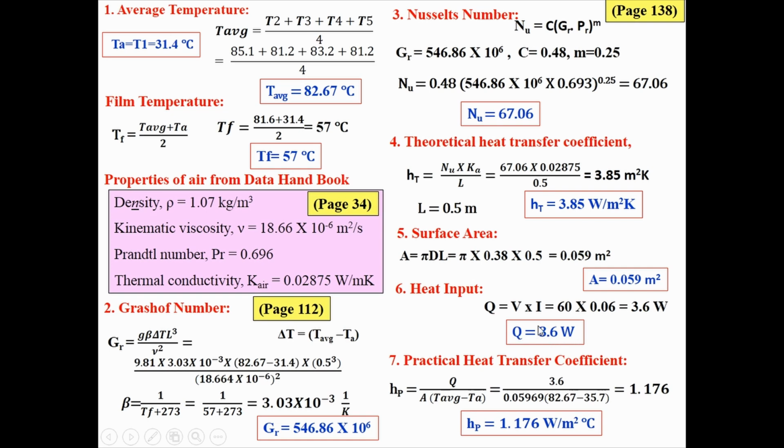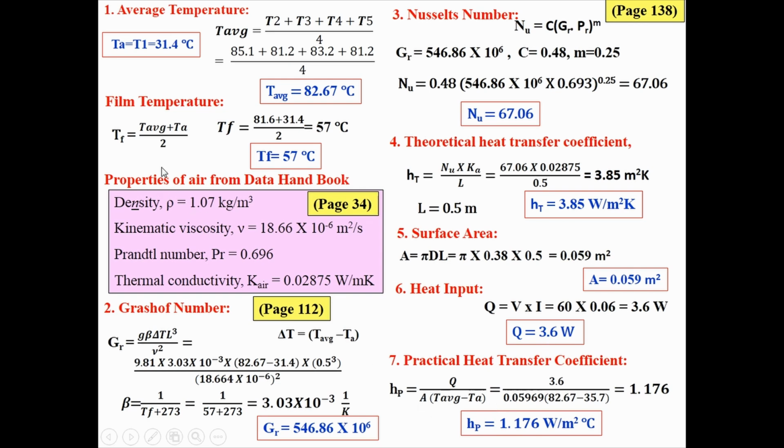Okay, so now I will move towards the practical heat transfer coefficient. This is what I have calculated theoretically. Theoretical means with the help of the Nusselt equation, I have calculated the heat transfer coefficient. But if I want to calculate the convective heat transfer coefficient practically, I have to use this equation, that is Newton's equation: HP is equal to Q divided by A into (T average minus TA). Q is already calculated, 3.6.